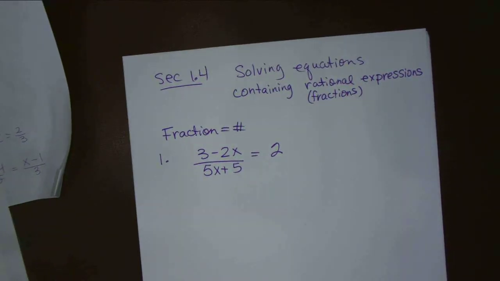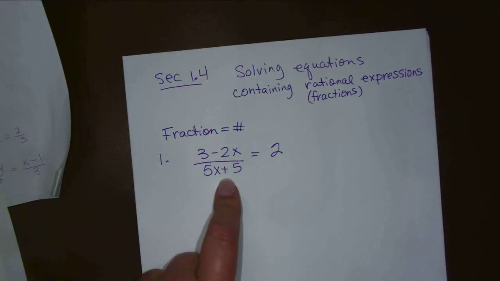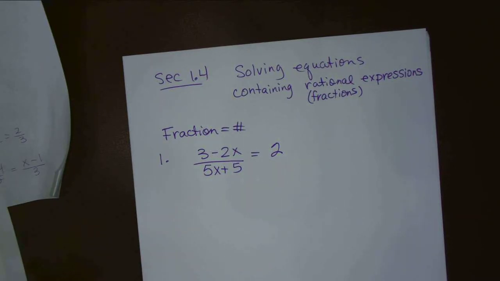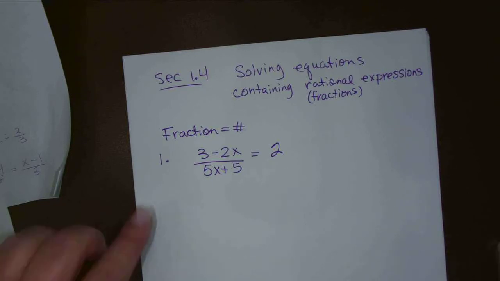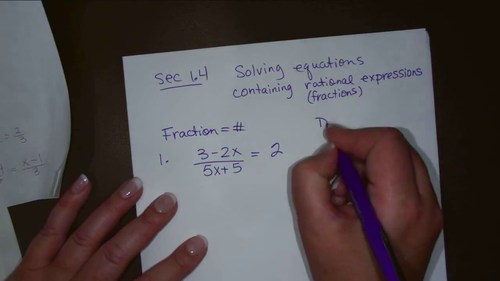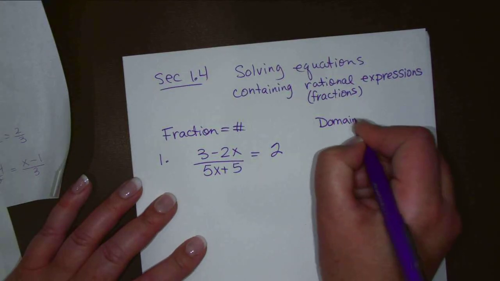Okay, so we've got a rational expression on one side and a number on the other side. We're just going to practice a few of these because there are different things to look at in this type. There are more steps with a fraction. So the first thing we need to do is find the domain. I mentioned domain before when we talked about rational functions the first time, and now we're going to talk about the domain a little bit more.